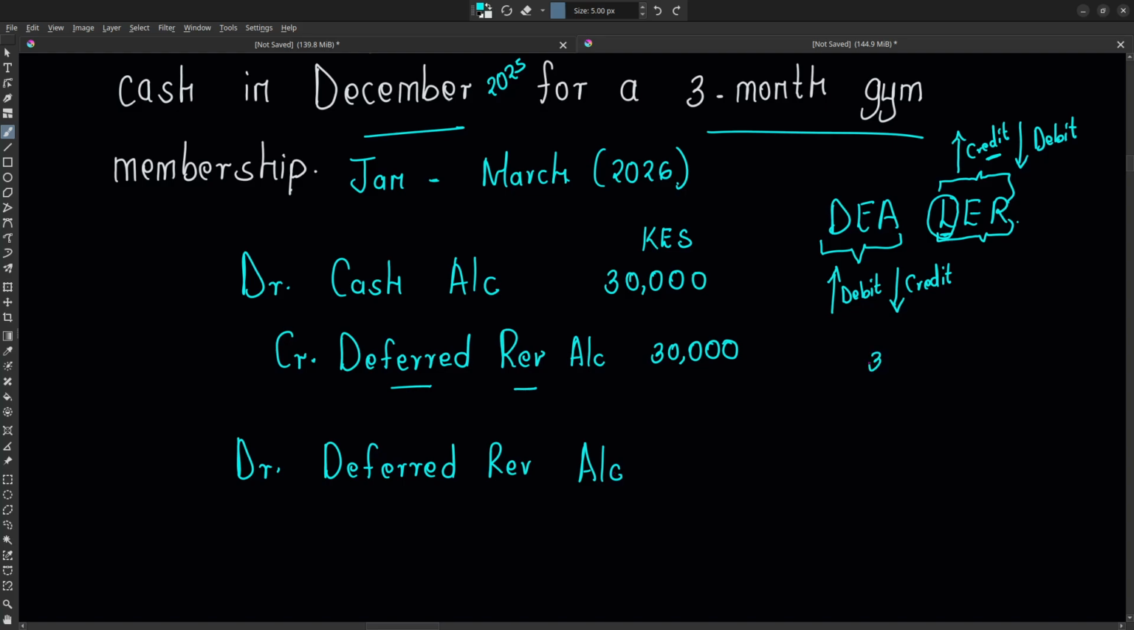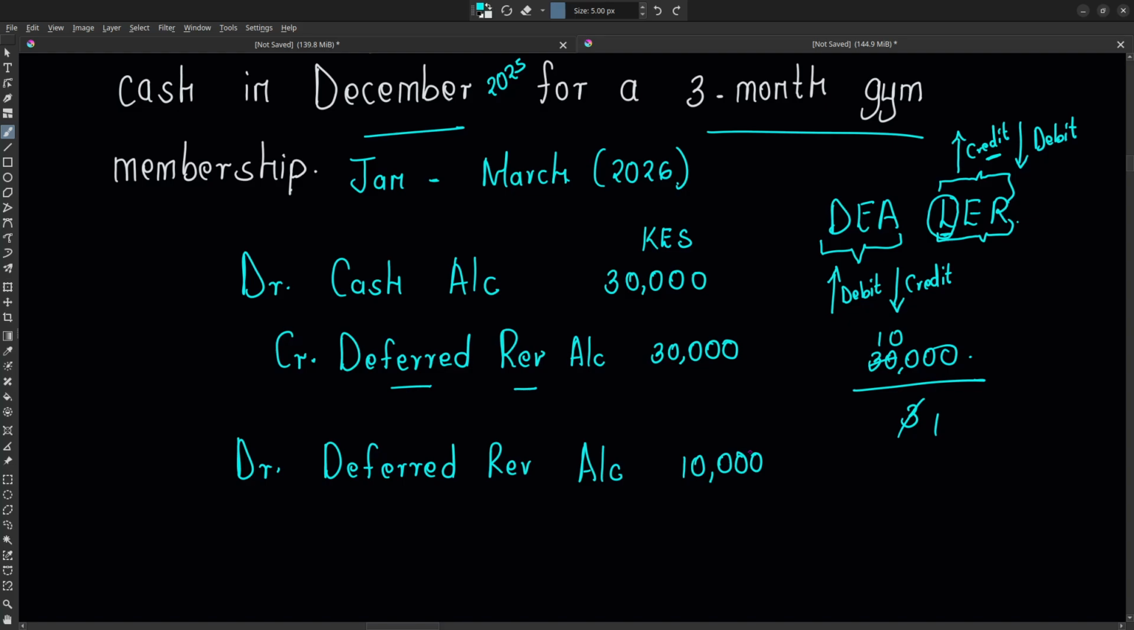If 30,000 was for 3 months, you're told 30,000 was for 3 months, how much is the cost of 1 month? And that is basically 10,000. So we are only reducing by 10,000. It's no longer a liability. 10,000 is no longer a liability. Why? Because we have provided the services. The client has come to the gym for this 1 month of January.